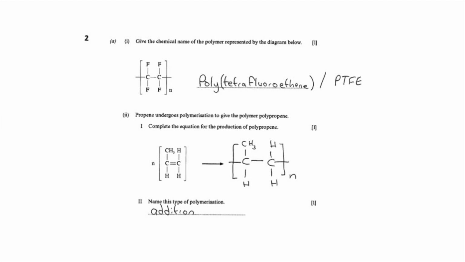And part 2 is asking you to complete the equation. So you need the repeating unit correct, and you need a little N because there was N propene molecules. And notice that the bonds come out of the brackets. You need that as well. So there's 1 mark for that. And the name of this type of polymerization for 1 mark is addition polymerization.